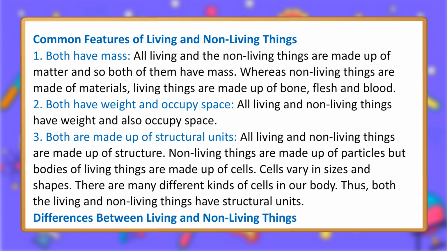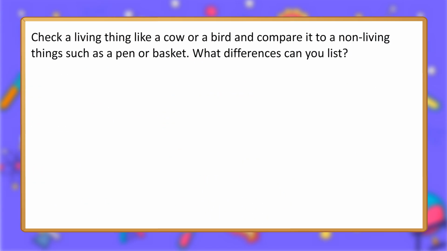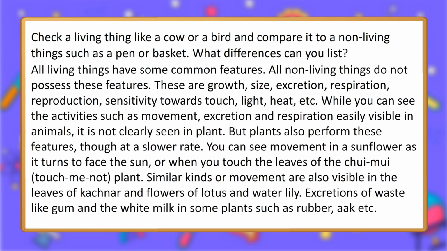Differences between living and non-living things. Check a living thing like a cow or a bird and compare it to a non-living thing such as a pen or basket. What differences can you list? All living things have some common features. All non-living things do not possess these features. These are growth, size, excretion, respiration, reproduction, sensitivity towards touch, light, heat, etc.